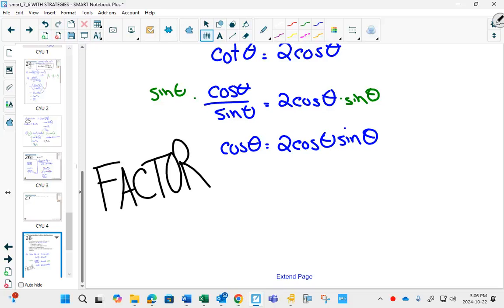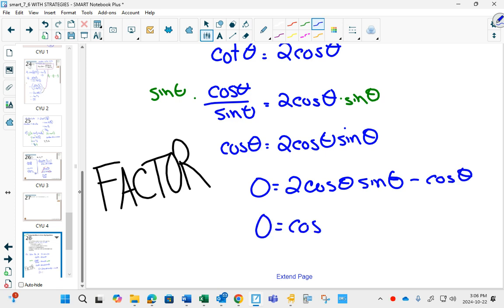So if you are ever tempted to make something easier by dividing, factor instead. And in order to factor, they would both have to be on the same side. So I'm going to make one side equal to 0. And then there's a common factor of cos theta. The same thing you wanted to divide by, factor it out instead.